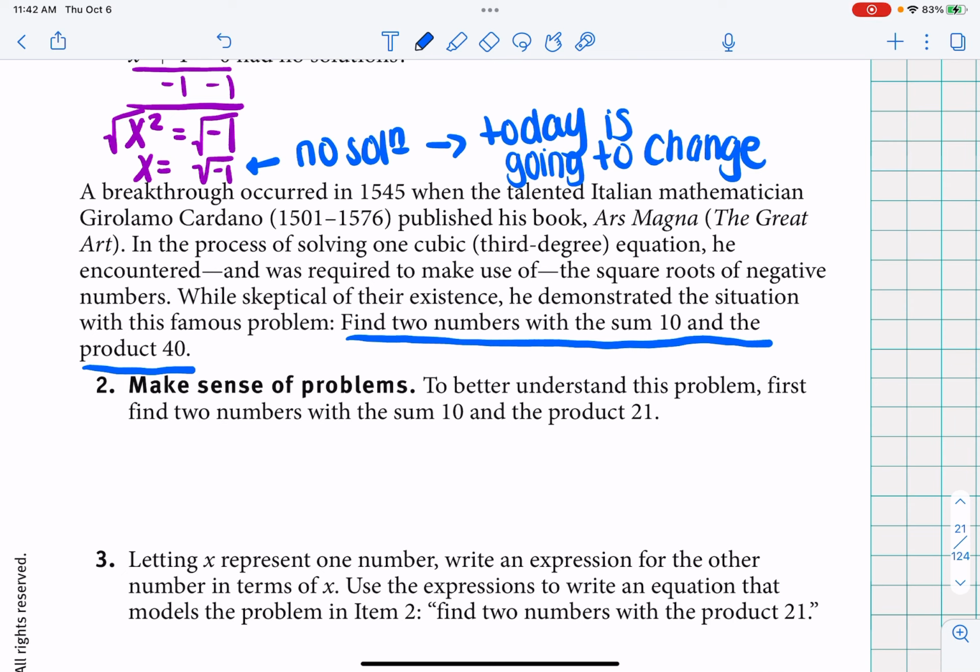To better understand this problem, we want to first find two numbers with the sum of 10 and the product of 21. Remember, sum means adds to 10 and the product is 21. Let's think about that for a second. Well, if I do 7 plus 3, that would give me 10. I'm sorry, that would not give me 21, that would give me 10. But then if we multiplied 7 times 3, that would give me 21. So this is how factoring kind of came about. It was thinking about what two numbers add to 10 and what same two numbers multiply to 21.